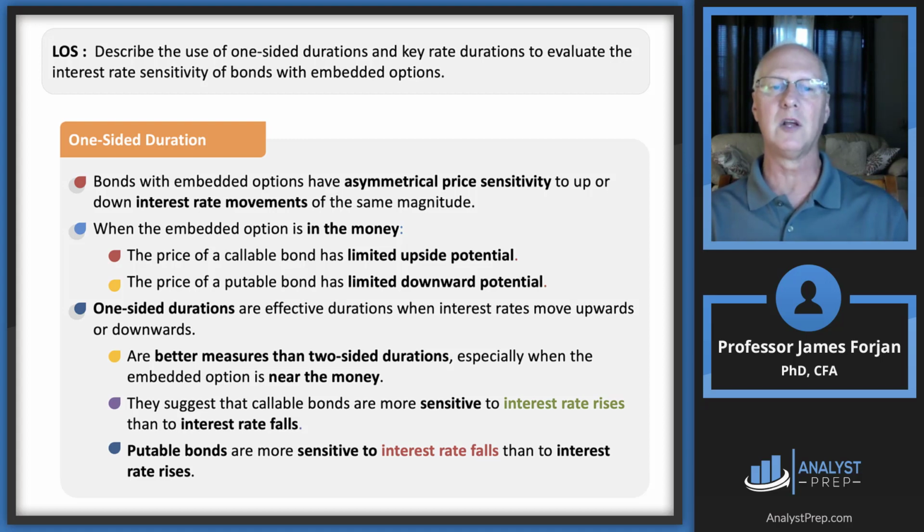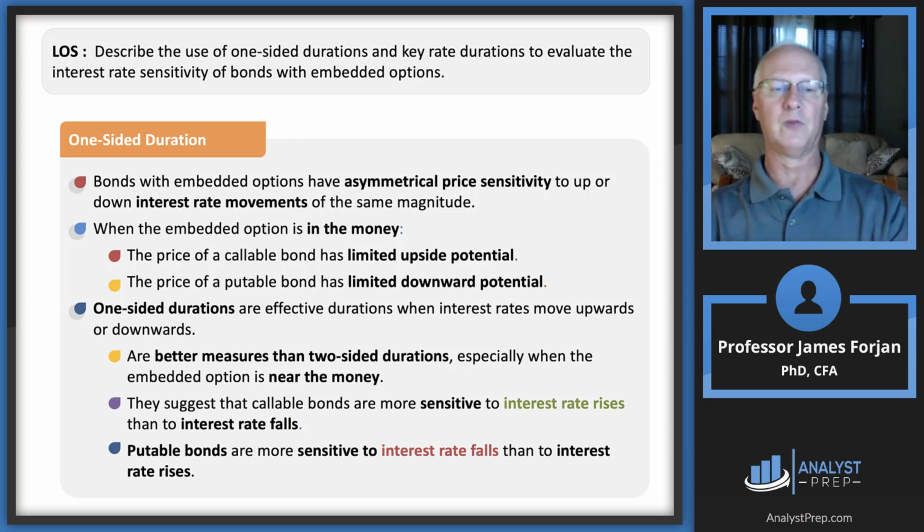However, let's go ahead and look at one-sided durations. These are effective durations when the interest rates move upwards or downwards. So they're better measures than two-sided durations, and this is probably super helpful in answering this LOS question, especially when the embedded option is near the money or at the money. Callable bonds are more sensitive to interest rate rises than to interest rate falls. Putable bonds are more sensitive to interest rate falls than to interest rate rises.